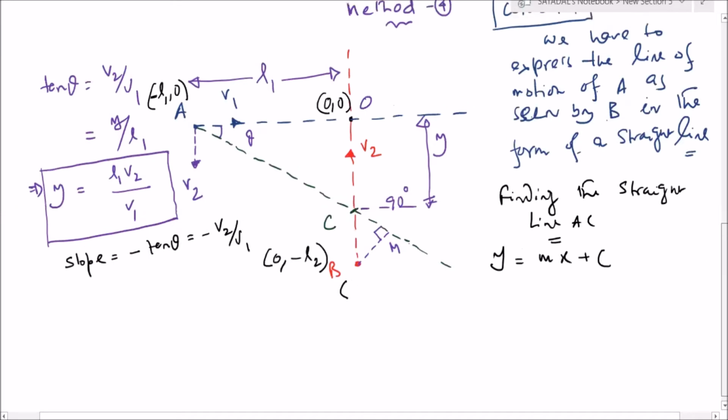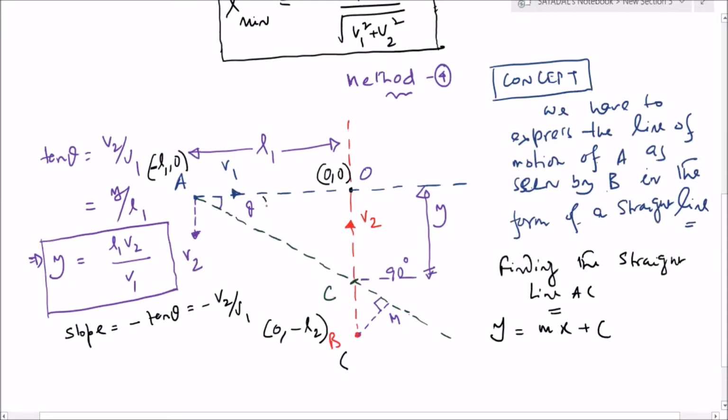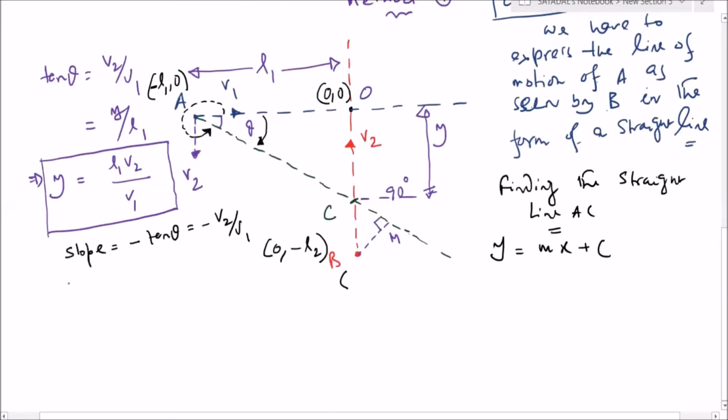Why minus tan theta? See guys, this is in the clockwise direction. Actually I should have taken this angle. This is the actual slope. This is an obtuse angle, so that means minus only. Correct? One more point. Y intercept. C is equal to the y intercept. Y intercept is equal to how much? Minus L1 v2 by v1. These 2 points are clear.